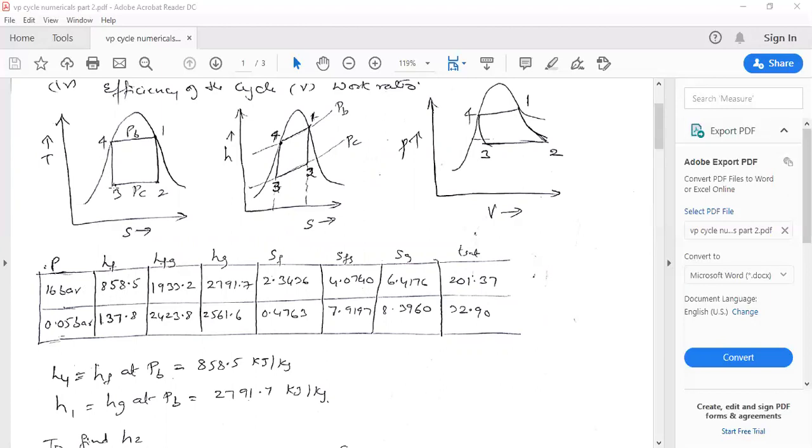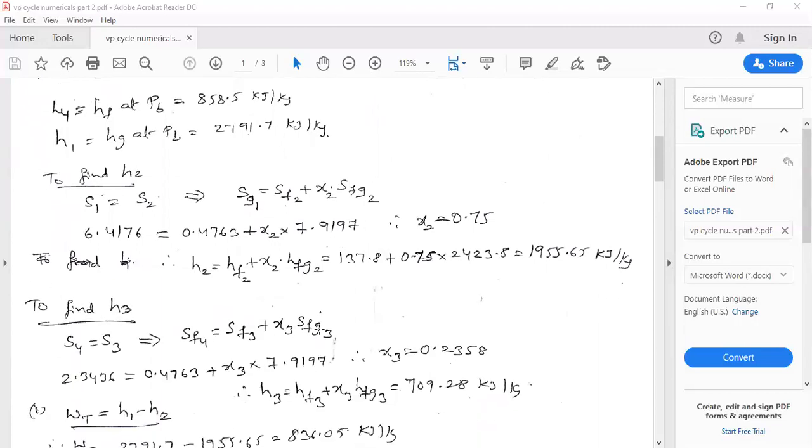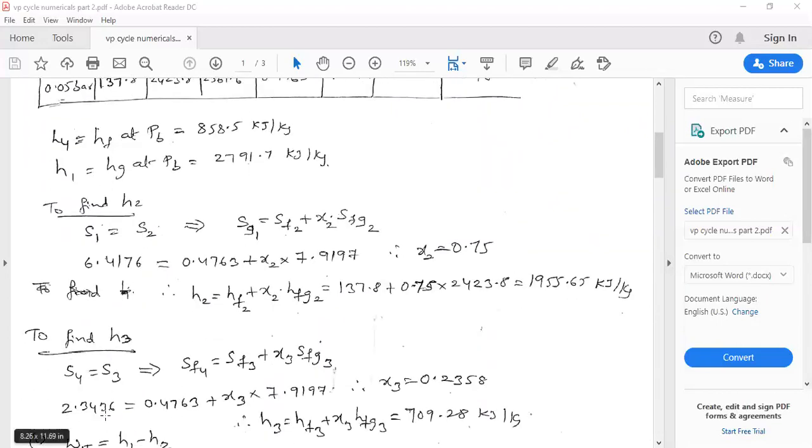Now, 3 to 4 is isentropic. So we have to get the value of SF. What is SF at boiler pressure? 2.3436. Right? So S4 is equal to S3. So S4 is equal to 2.3436. That should be equal to S3, SF3 plus X3 into SFG3.